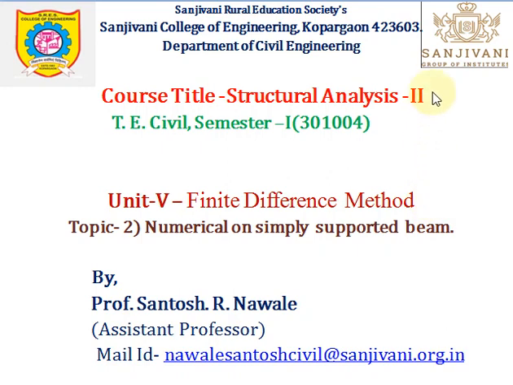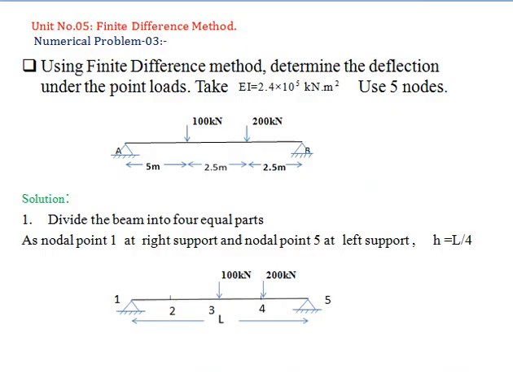Hello everyone. In this video, we are going to see the second numerical on simply supported beam by finite difference method in the subject Structural Analysis 2. The statement of the numerical problem is: using finite difference method, determine the deflection under the point load. Take EI equal to 2.4 into 10 raised to 5 kilonewton meter square and use 5 nodes.